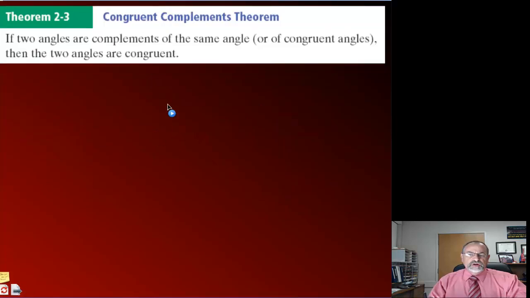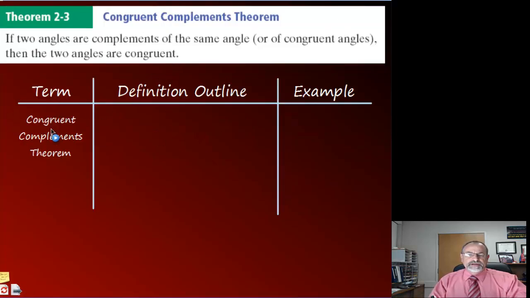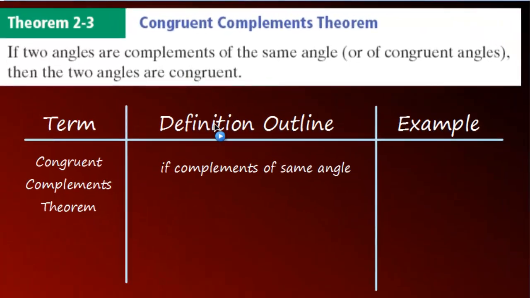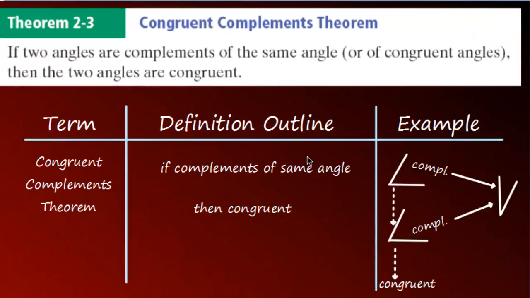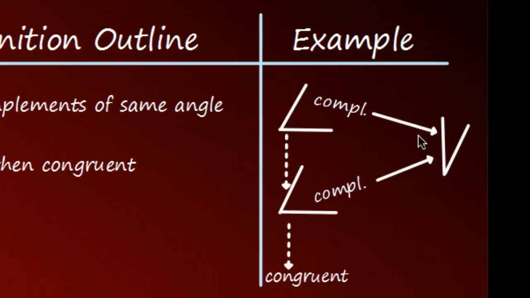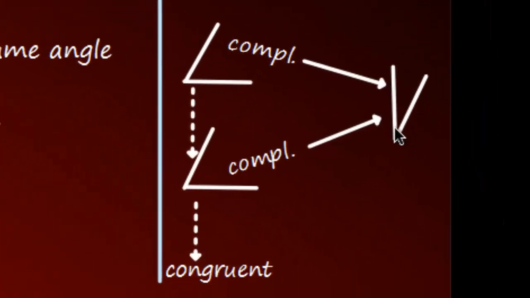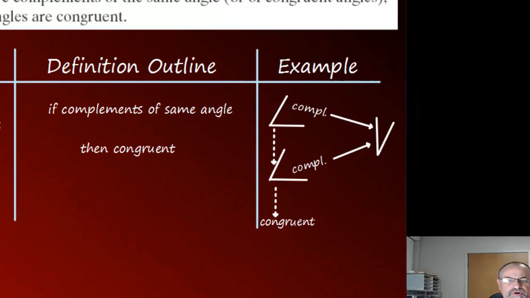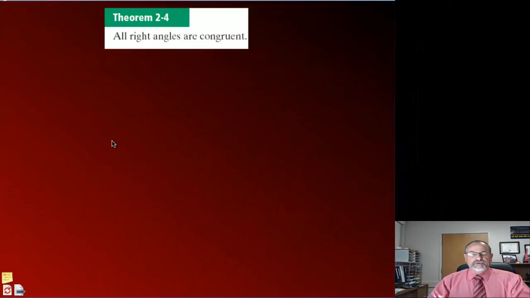Then the congruent complements theorem is the same idea, only complementary means two angles that add up to 90. So if we have this angle and we add it to this angle and it equals 90, and then we take this angle and add it to the same angle and get 90, then these two angles have to be congruent. They can't be different because they both added to the same number equal 90, so they would have to be the same as well.